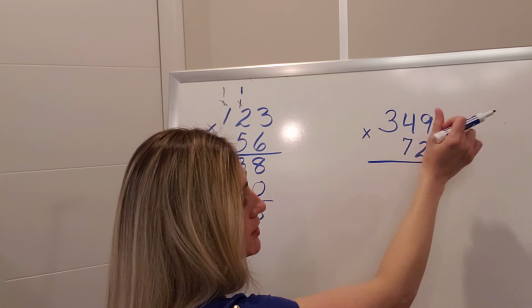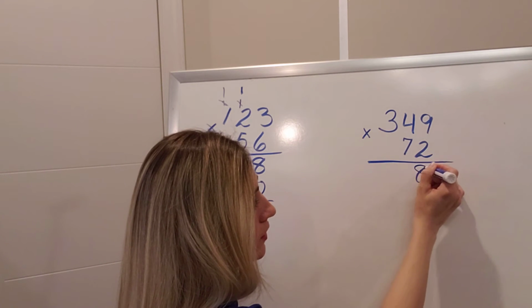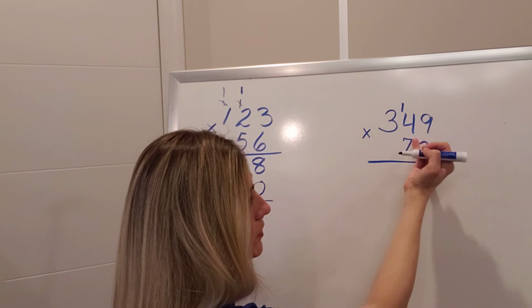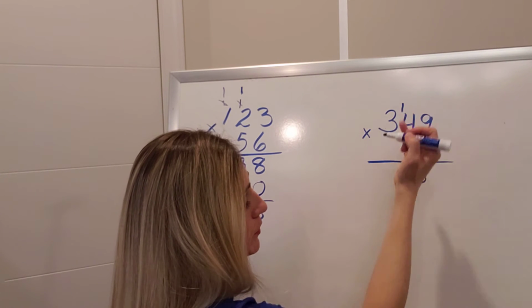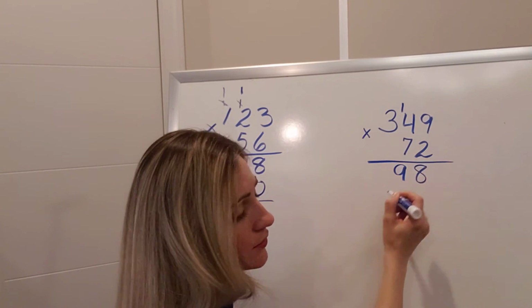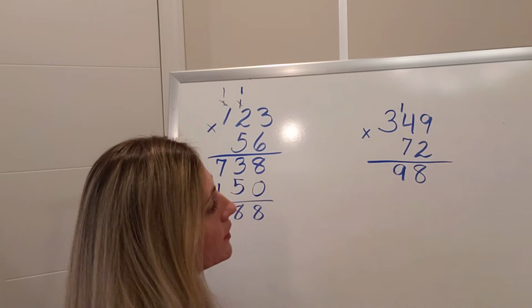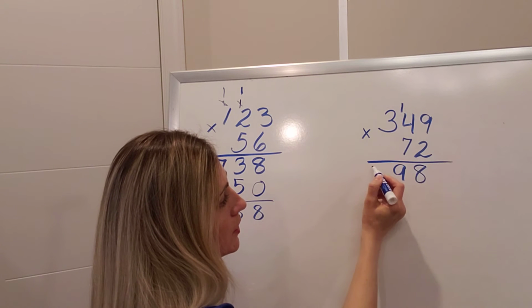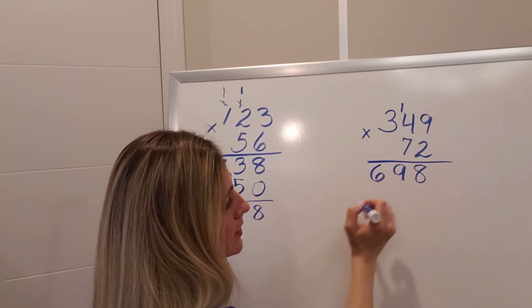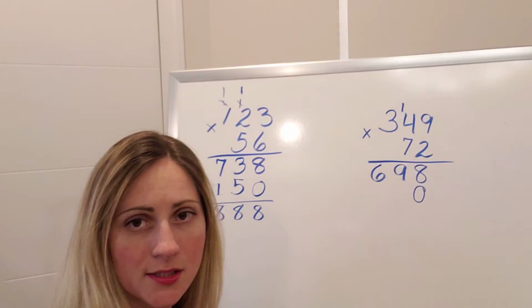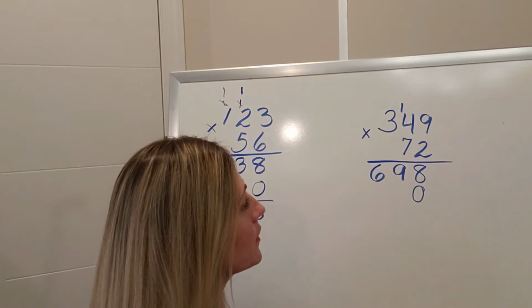So 2 times 9, there's your 8, and you carry 1. 2 times 4 is 8 plus 1, there's your 9, and nothing carried there. 3 times 2 is your 6. Okay, remember to keep the ones place with a 0. There will never be anything there.